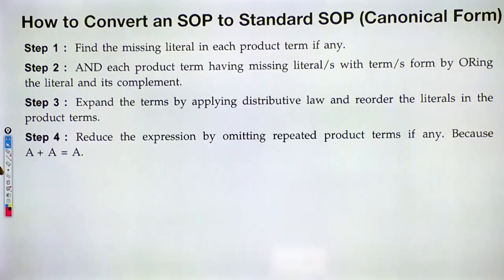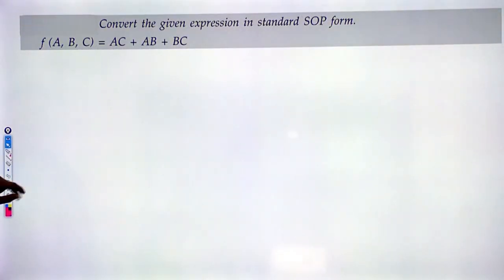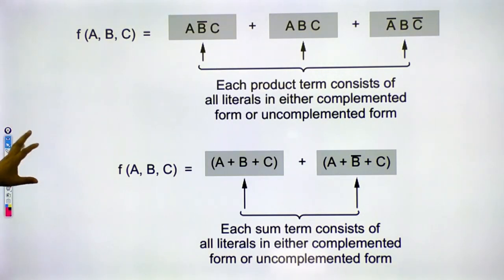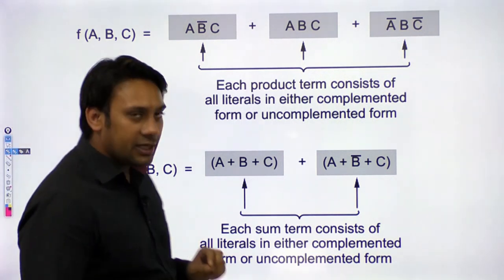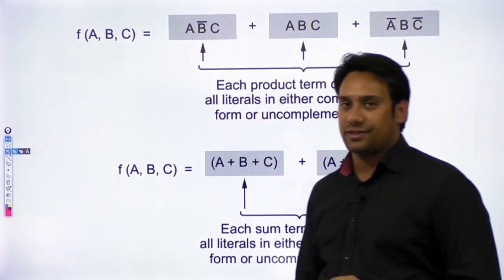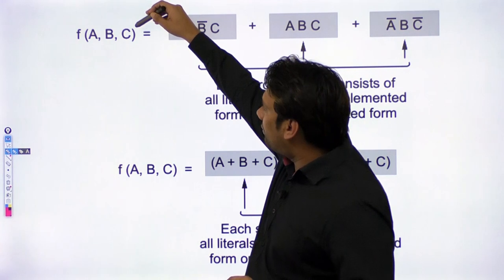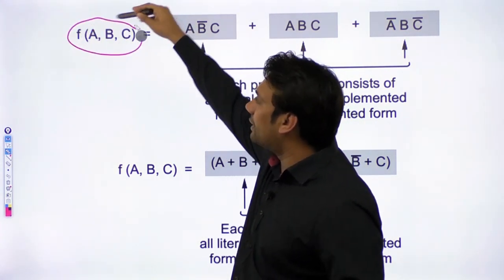Now there's something called canonical form, or you can say standard form. Right, so this is canonical form, or standard form. Let me explain what you mean by canonical form or a standard form. So this function here is a three variable function.